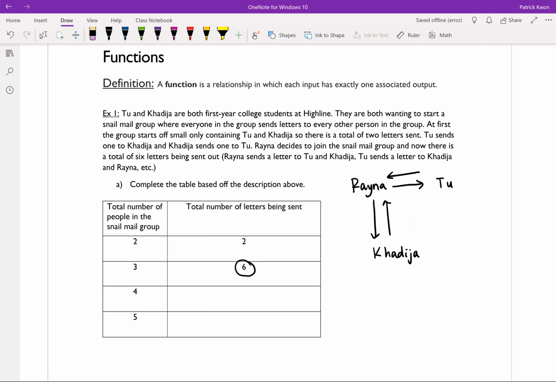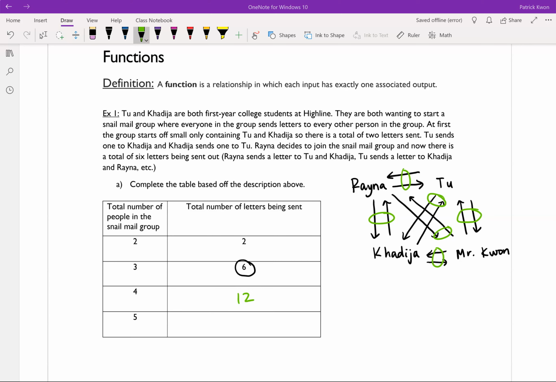So let's say a now 4th person decides to join the group. So maybe Mr. Kwan here, he likes to write letters, and so he ends up joining the group. So Mr. Kwan would send one to Tu, Tu would send one to Mr. Kwan, Mr. Kwan would send one to Khadija, Khadija would send one to Mr. Kwan, Reina would send one to Mr. Kwan, Mr. Kwan would send one to Reina, Tu would send one to Khadija, and Khadija would send one to Tu. Now, that's a lot of arrows, so let's count them. There's 2, 4, 6, 8, 10, 12.